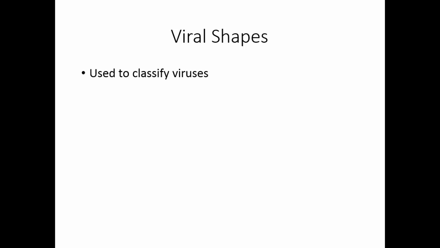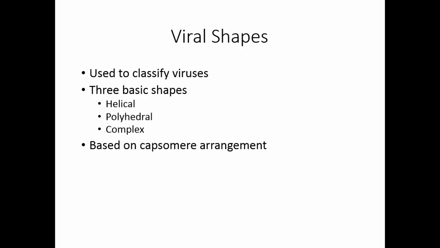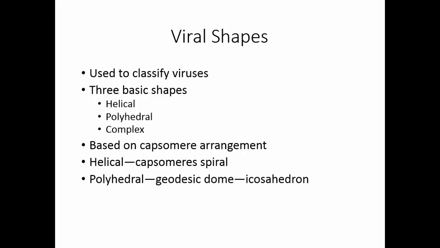Viral shape is one of the things that's used to classify viruses, and there are three basic shapes: helical, polyhedral, and complex. This is based on the capsomere arrangement. In helical viruses, the capsomeres are arranged in a spiral, so you end up with a rod-shaped capsid. Polyhedral viruses look like a geodesic dome. They are triangles that are fit together. The most common shape is the icosahedron, which has 20 triangles.